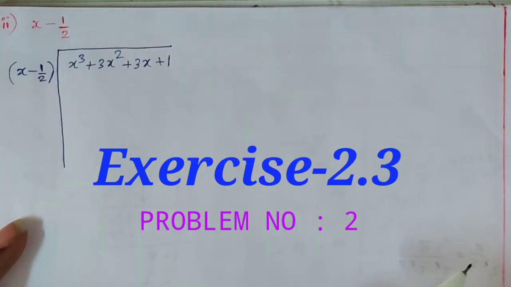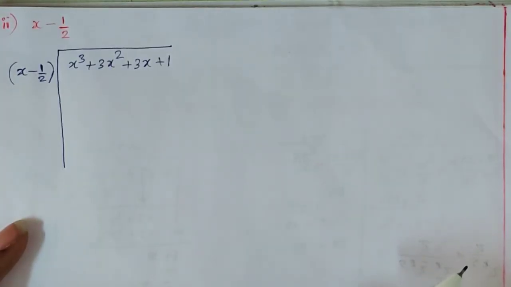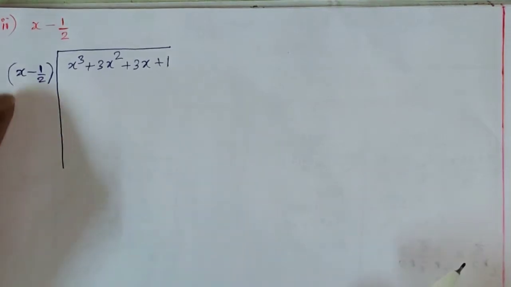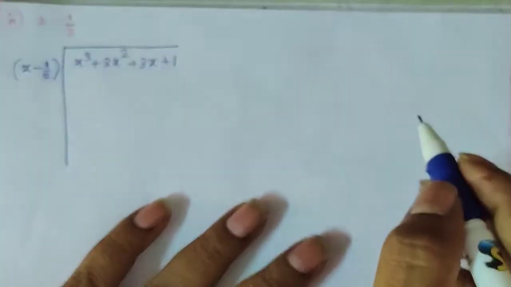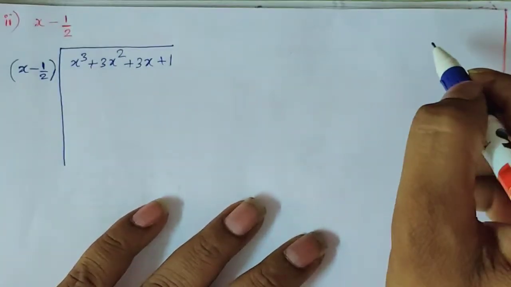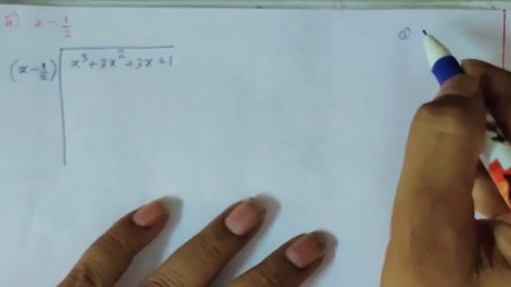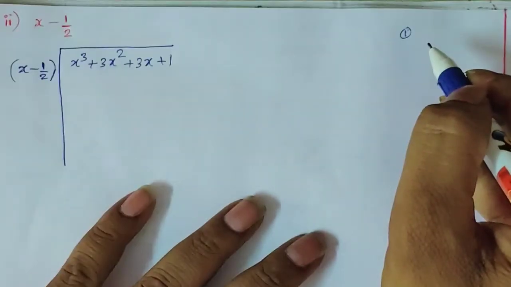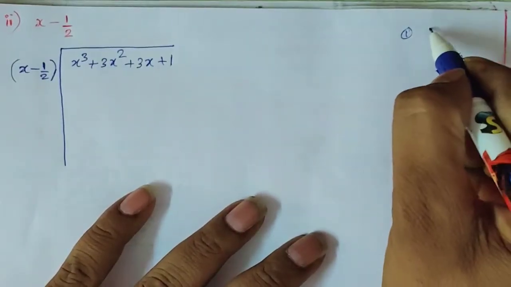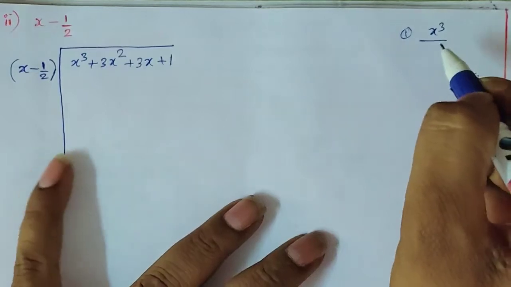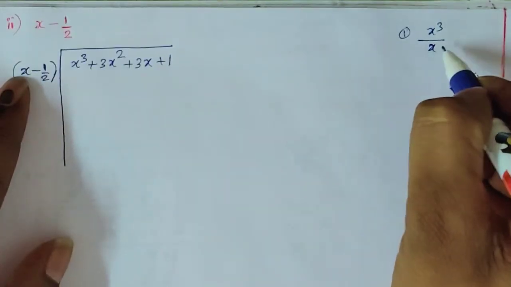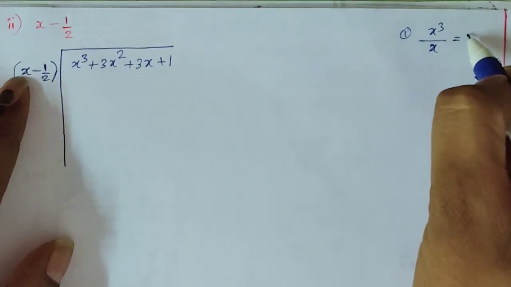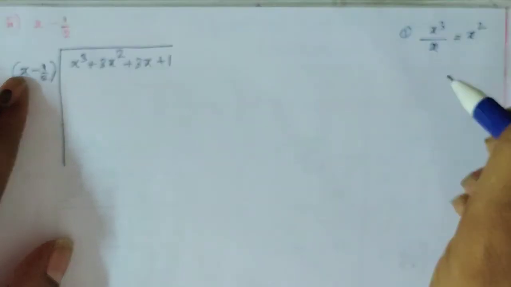Second problem is x minus 1 by 2. So now this time you need to divide with x minus 1 by 2. So we know that we have to follow certain steps, right? Step 1 is divide the first term in the dividend with the first term in the divisor. So x cube by x, you know that it will become x square.